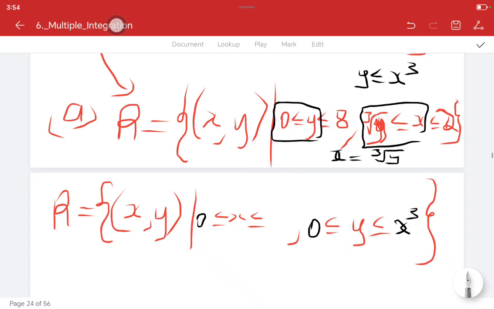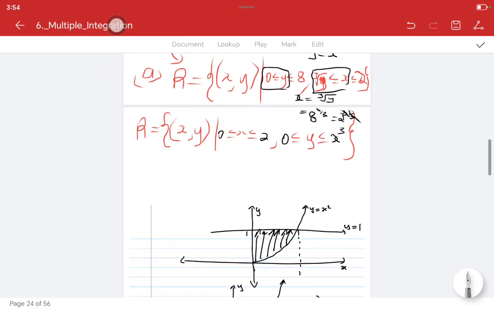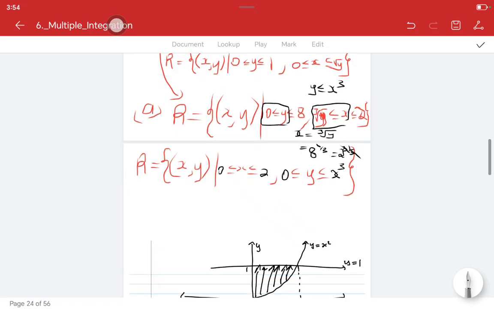When I plug 8, remember, I'm going to get 8 to the 1 over 3. And 8 is the same thing as 2 to the 3, to the 1 over 3. So this will cancel out, so I'll get 2. You see, right? Now this will be the new region for that equation.